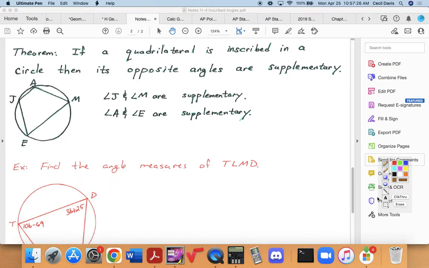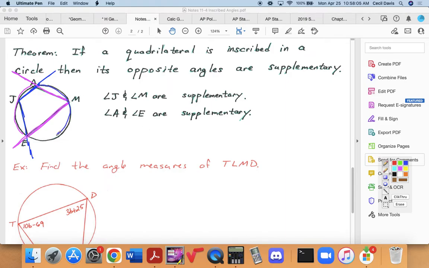Again, you don't have to write this, but let's talk about angle J and angle M. Angle J does like this. What arc does it intercept? AME. And then let's go angle M. What arc does angle M intercept? AJE or just AE. What's true about those two arcs?